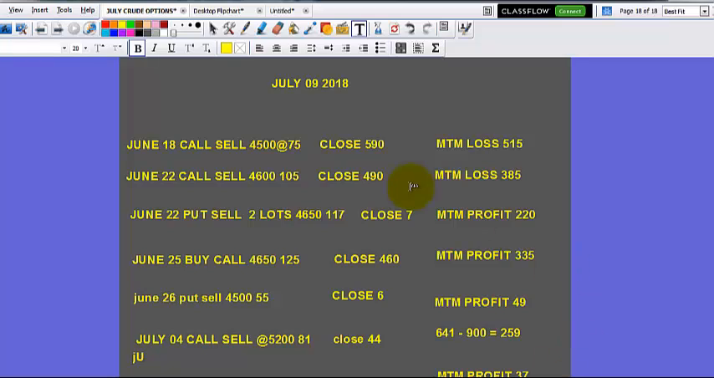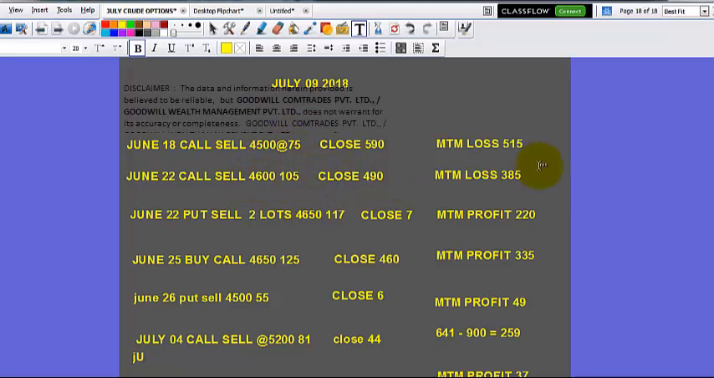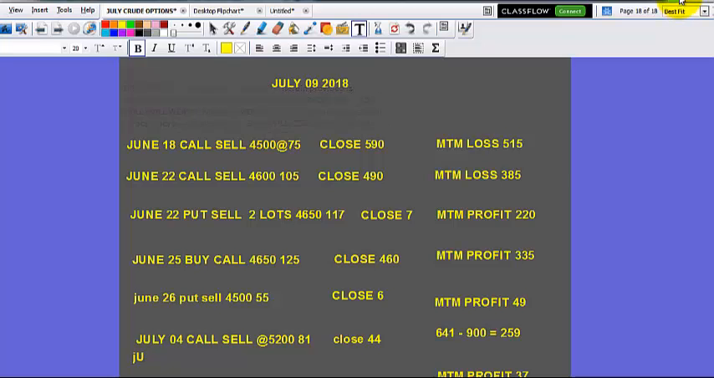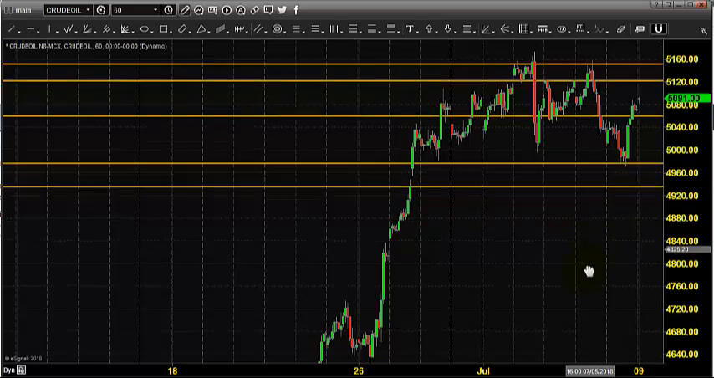So at present we have two call sells which are in terrible loss. That's the pain point we have. For the call sells at 4500 and 4600, both are deep in the money options, so the delta is very high. It's creating a lot of pain for us.